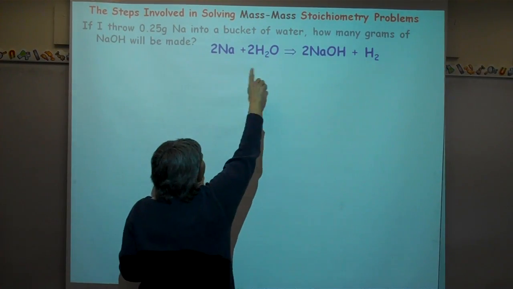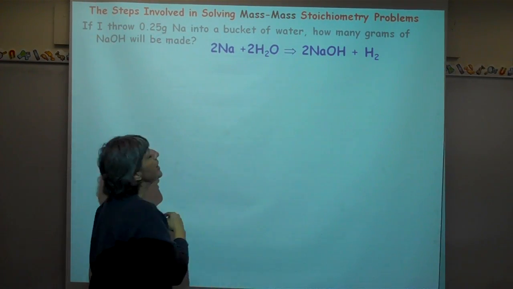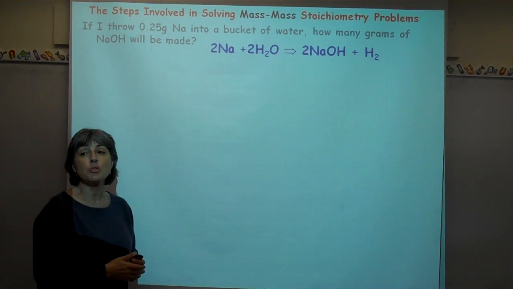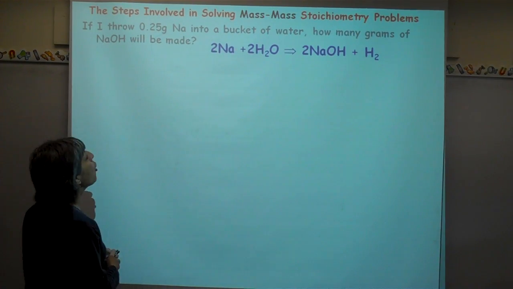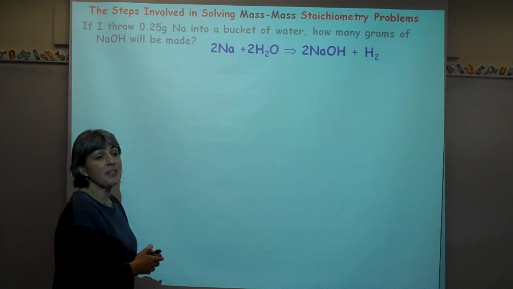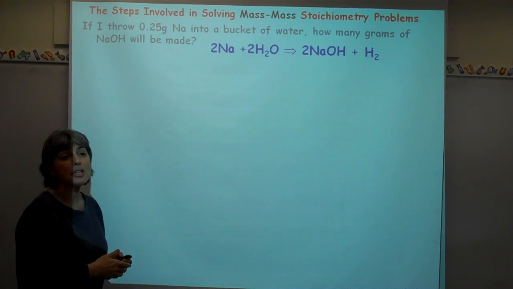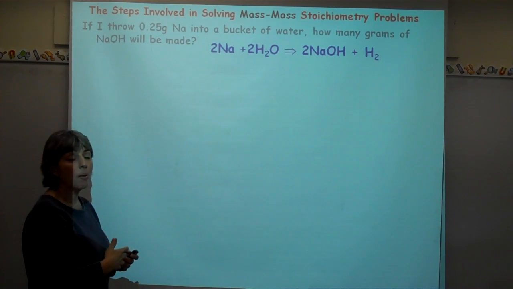And during that explosion, we also make NaOH, because it's asking us how many grams of NaOH will be made. Okay, so we get NaOH and hydrogen gas. So the balanced reaction, I've already done that for you, so we're ready to use this balanced equation to do our stoichiometry problem.